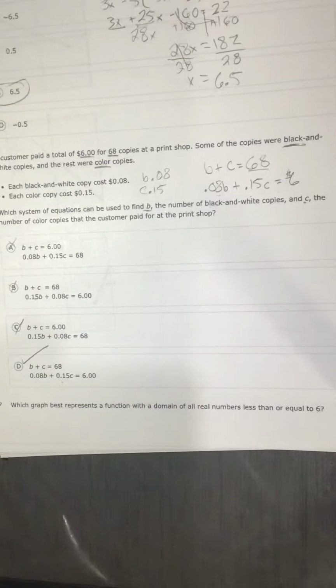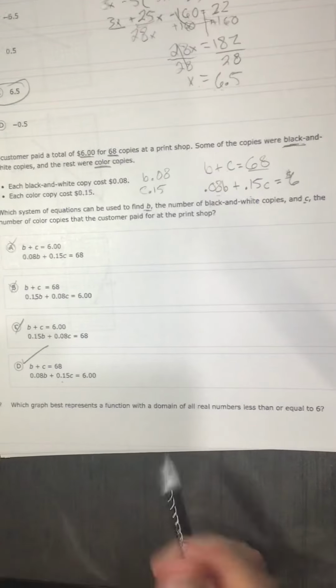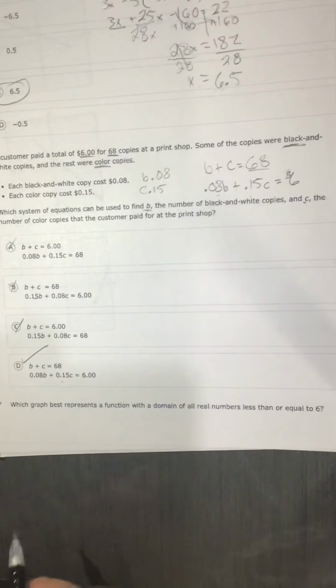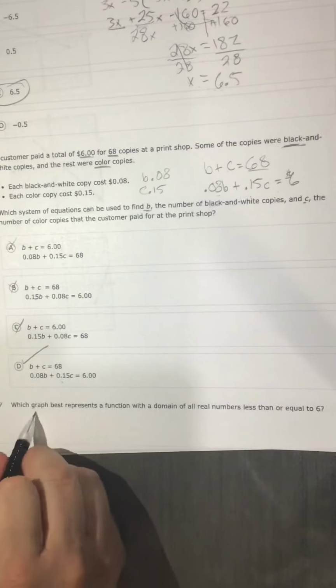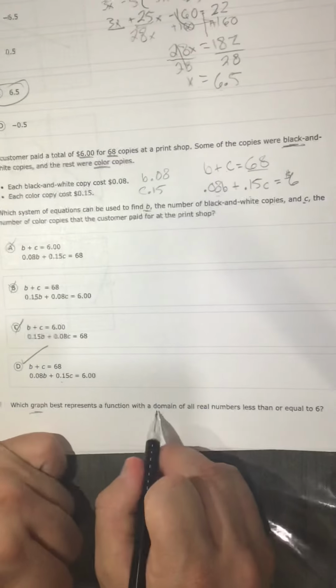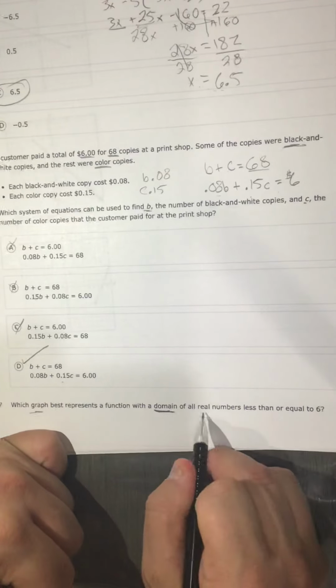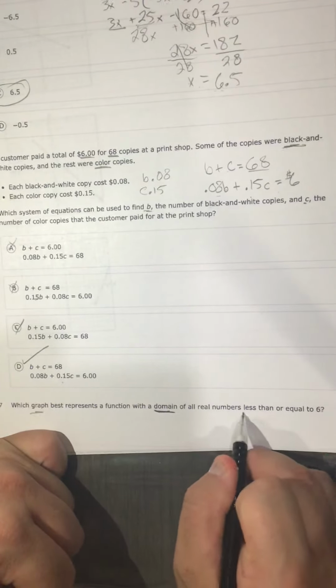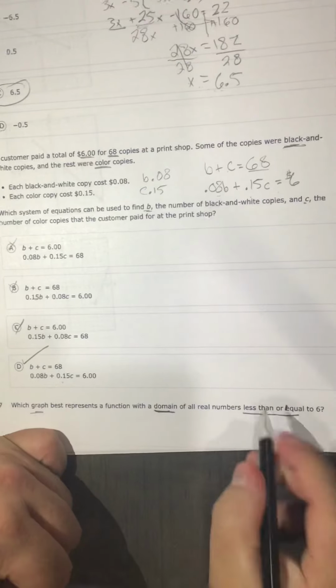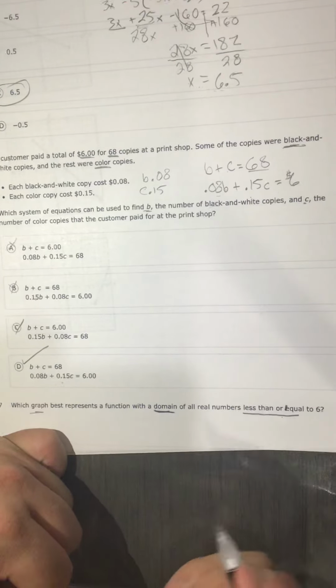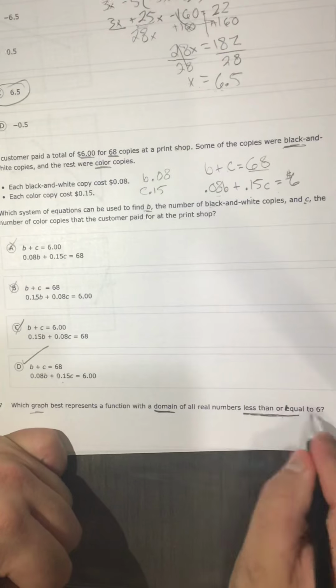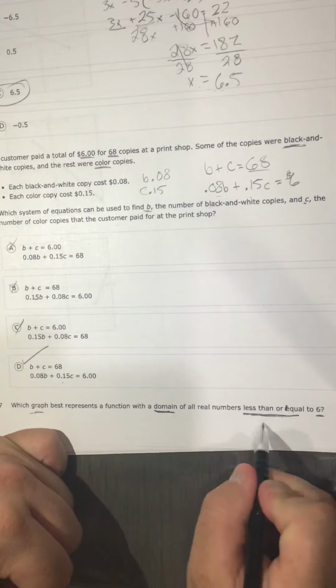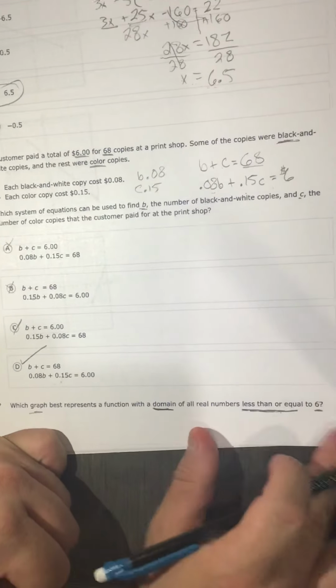Another type of question you're going to see on this test is, which graph best represents a function with a domain of all real numbers less than or equal to 6? So before even looking at anything, I know I'm going to be working with a graph, but it's asking me for domain, all real numbers less than or equal to. We have to know what less than or equal to means, and we have to know that we're working with the number 6.